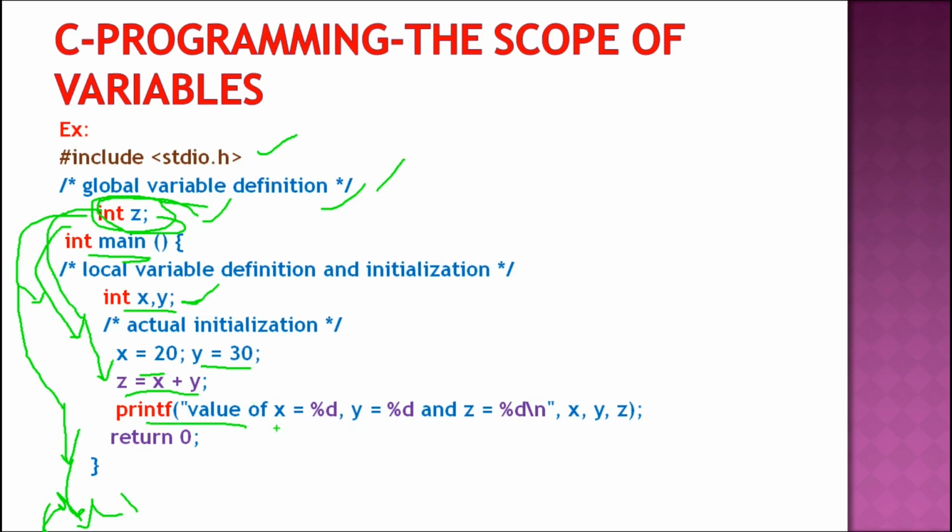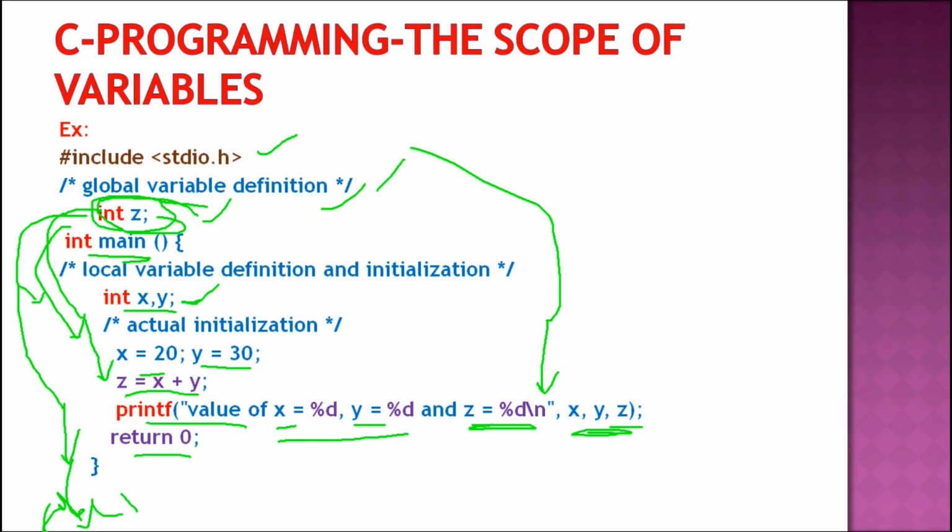These two are local variables, whereas the z value is declared outside of the main function. This is our global variable. It will print our x, y local variables and the global variable z, and then it returns the value 0 if it is successfully executed.